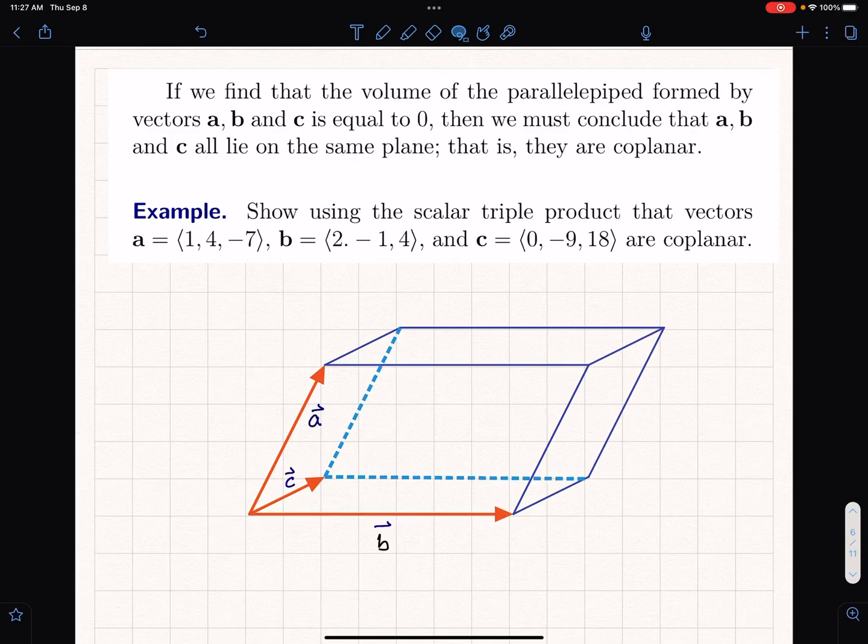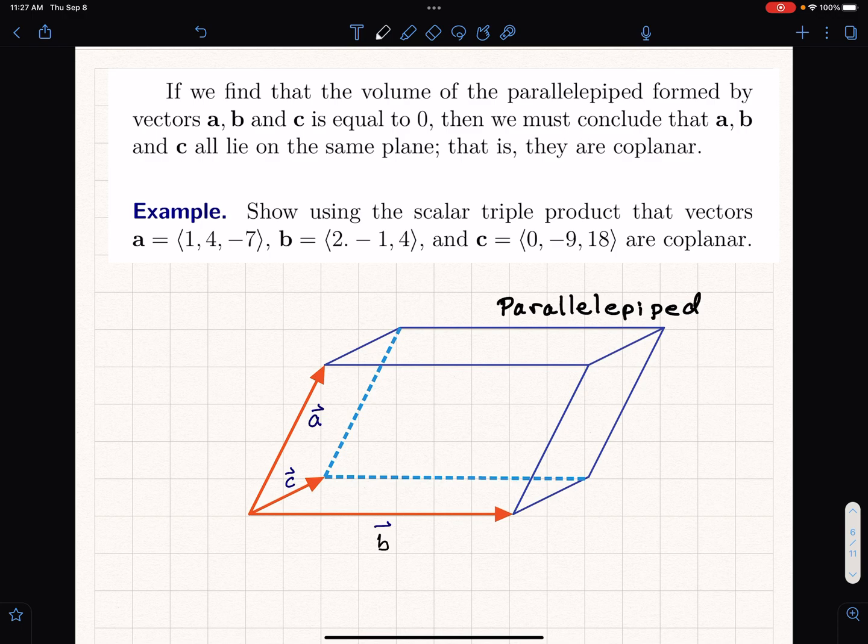Hello, in this video, what we're going to do is apply the formula of finding the volume of a parallelepiped. A parallelepiped is a three-dimensional parallelogram. So this is a parallelepiped. If A, B, and C, these vectors all lie on the same plane, then you don't have a solid at all, and the volume will be zero.